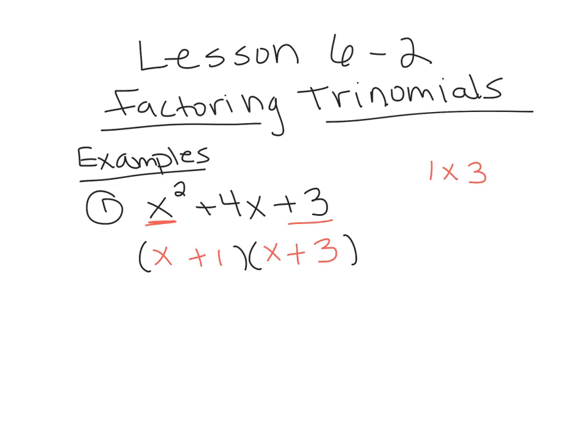Now, I'm not sure if the book talked about this, but you can check these. FOIL it back out really quickly: x squared, outer plus 3x, plus 1x, plus 3. Check your middle term. Okay, it worked. So there is a check system for this, and it really is worth the time to FOIL it back out. Let's try another one.